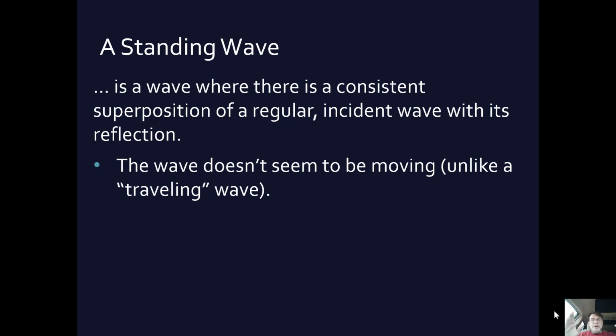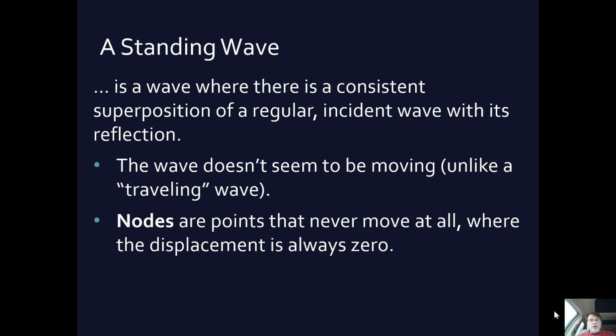So the wave doesn't seem to be moving back and forth, but it is moving up and down. That's because there's going to be a consistent overlapping superposition. Remember, a superposition is something on top of something else. That's the adding together of the waves. If it's a consistent source of harmonic motion, it's going to be a consistent canceling out and adding of the wave. Nodes are points where it's always going to be zero.